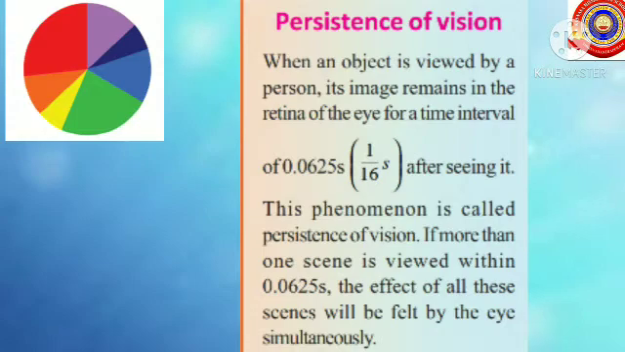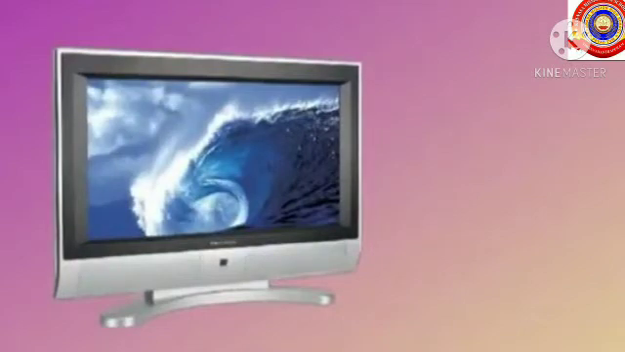When an object is viewed by a person, its image remains in the retina of the eye for a time interval of 0.0625 seconds. That means 1/60 seconds after seeing it. This phenomenon is called persistence of vision. If more than one scene is viewed within 0.0625 seconds, the effect of all these scenes will be felt by the eye simultaneously. Let's see some examples for persistence of vision.